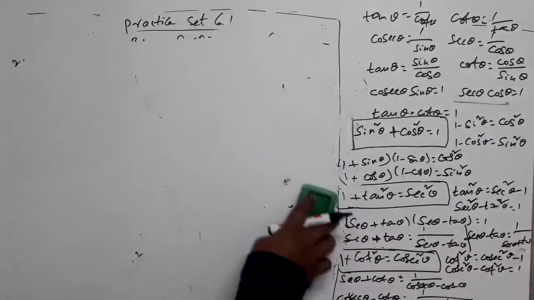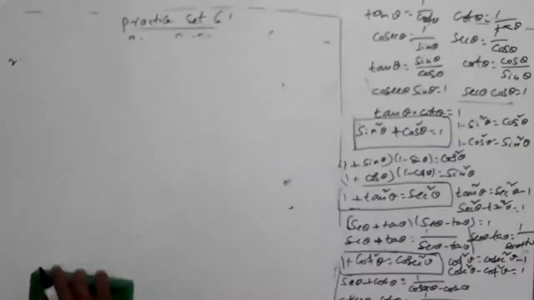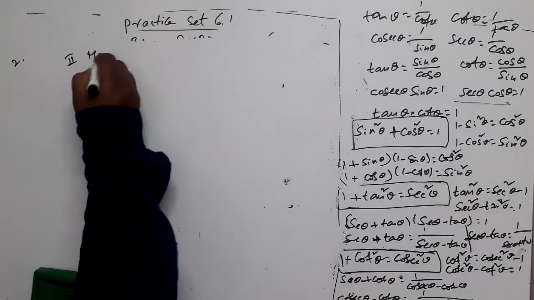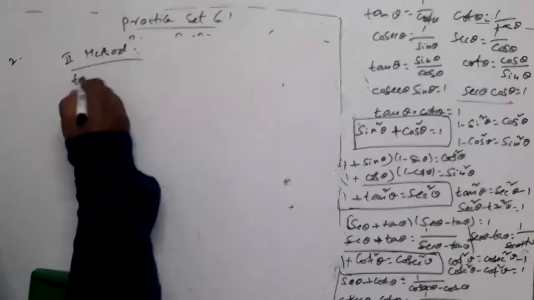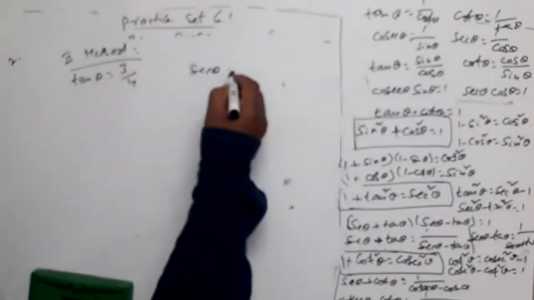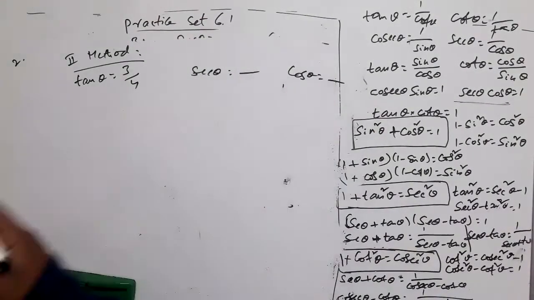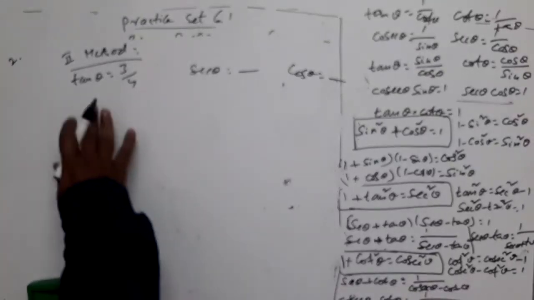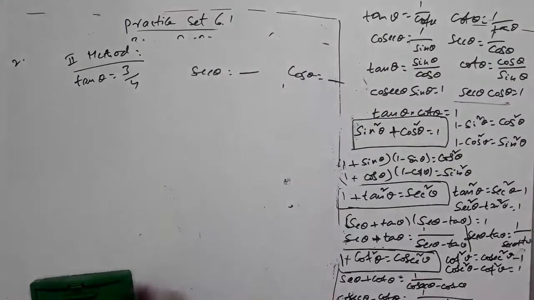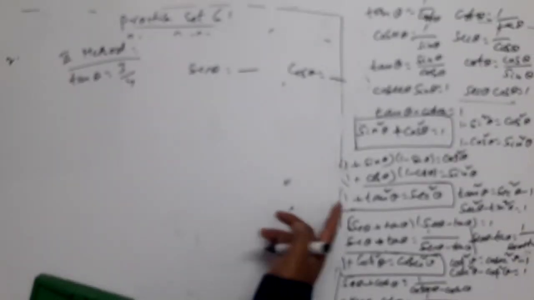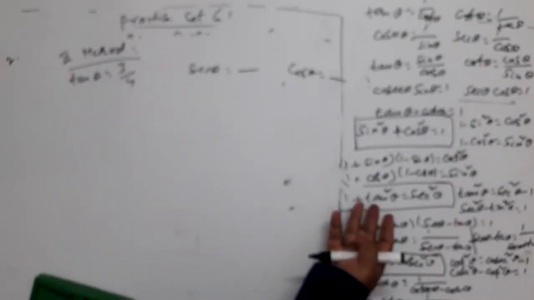Yes, what is second method? Second method is using these three trigonometric identities. Yes. So in the question, tan theta is given. Tan theta is 3 by 4. You need to find the value of secant theta and cos theta. Yes. Tell me which of these ratios involves tan theta? Yes, tan theta is involved here, right?